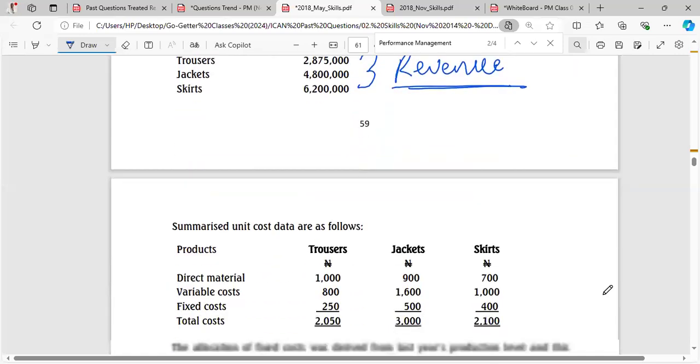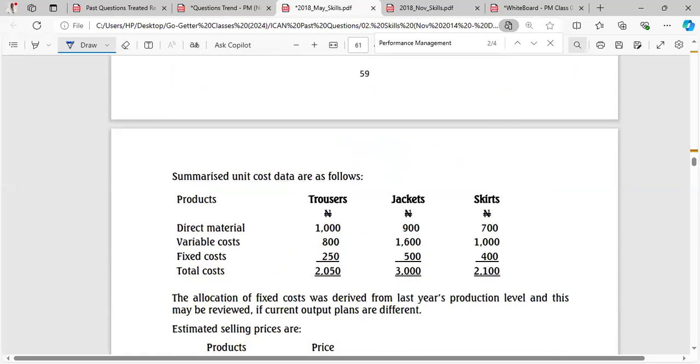So the next thing here is summarized unit cost. So I will emphasize unit cost. These are unit costs, or we can call it cost per unit. So the things that you do here, these are direct material costs. Material costs are always variable. We have variable costs. Of course, this other variable cost is inclusive of labor and other things. Then we have fixed costs, then total costs for the three items.